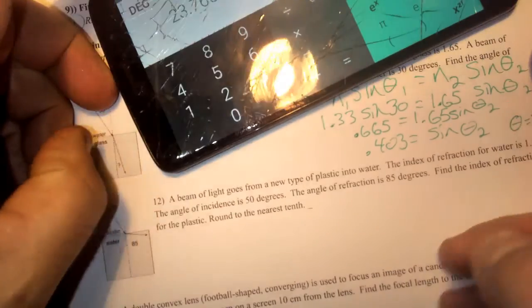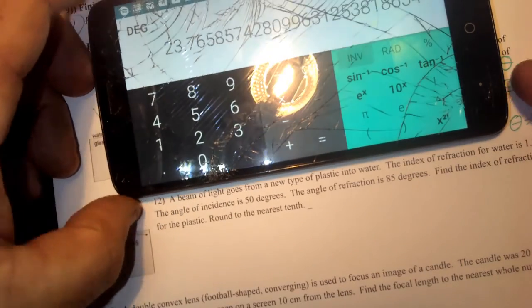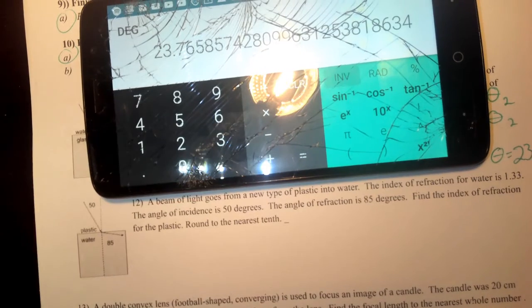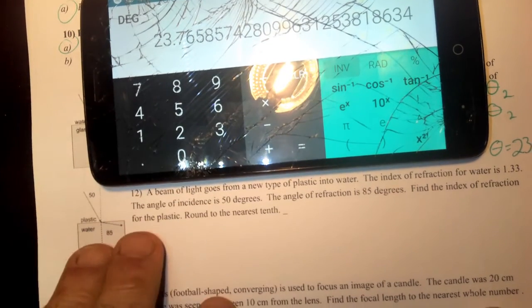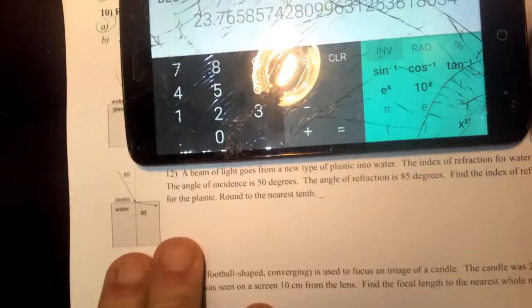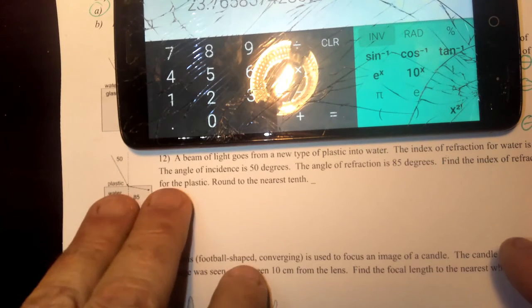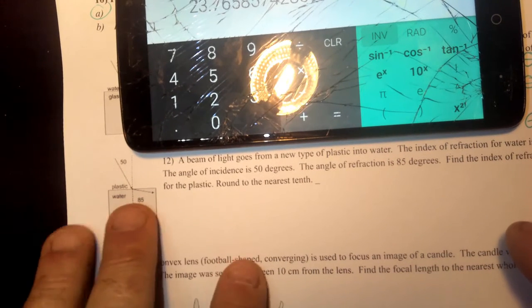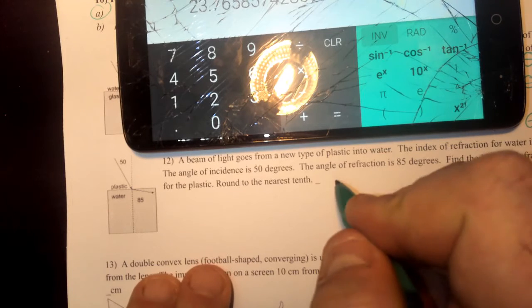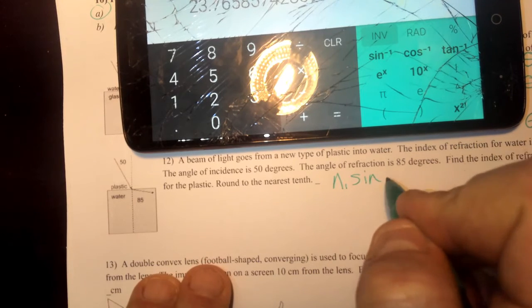Next, a beam of light goes from a new type of plastic into water. The index of refraction for water is 1.33. The angle of incidence is 50 degrees. The angle of refraction is 85 degrees. Find the index of refraction for the plastic. Okay, Snell's law once again.